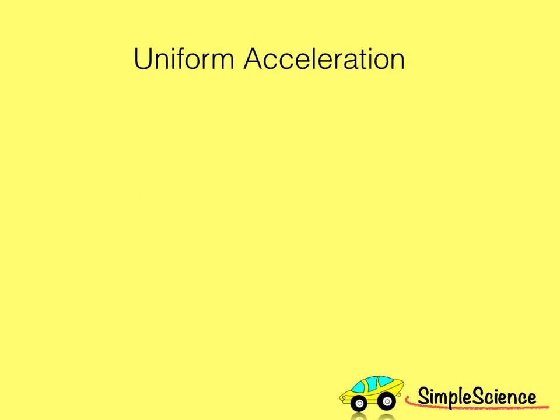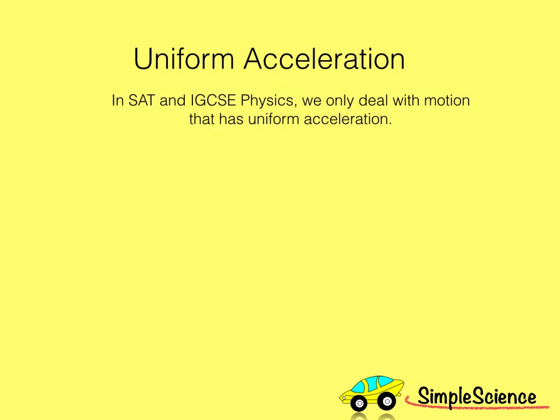In SAT and IGCSE physics we only deal with motion that has uniform acceleration. That means every motion will have constant acceleration, which in real life is not true at all. For example, if you're throwing a ball through the air, the faster you throw the ball, the greater its air resistance. But we are assuming that there is no air resistance, or the air resistance is constant no matter the speed. When you reach A-level mechanics, you will learn about variable acceleration, but we're not there yet. So we're going to deal with uniform acceleration.